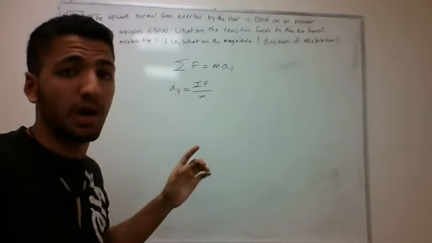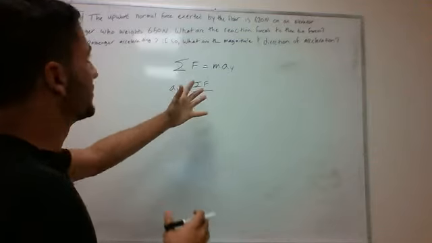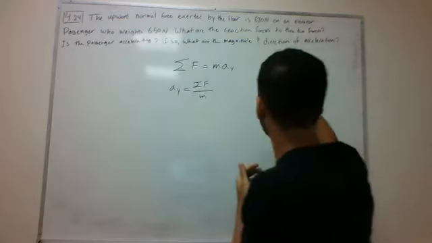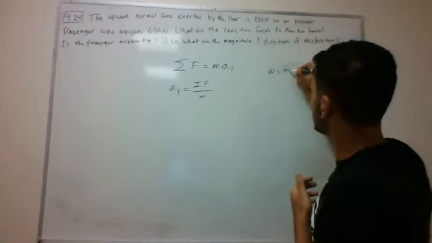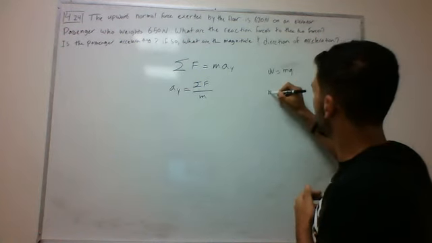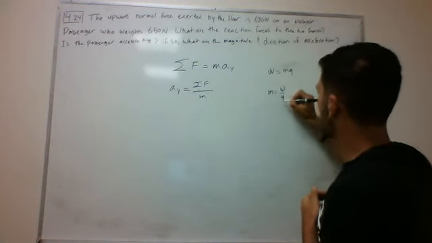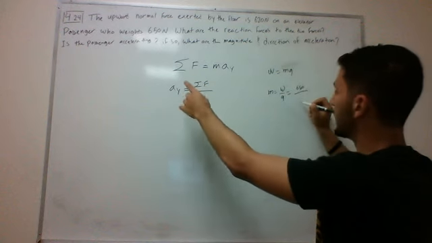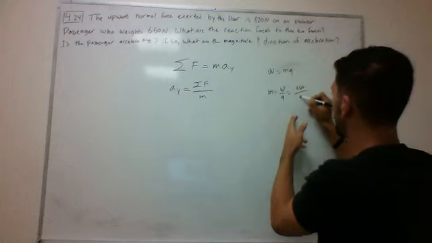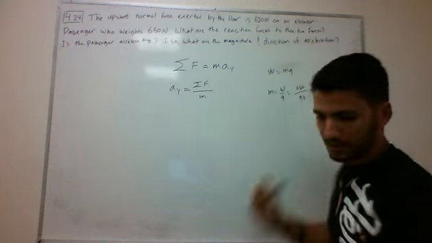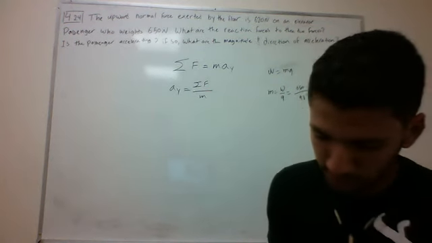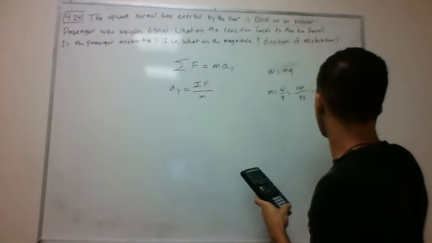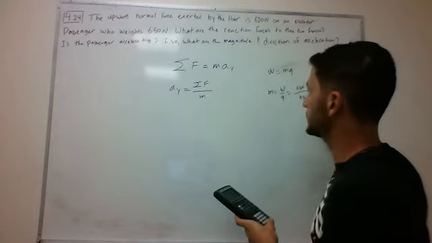But we don't know how to get the mass. We don't have the mass. So we have the weight. So the weight equals the mass times gravity. Solve for mass, m equals the weight over gravity. And we have that 650 divided by the 9.8. That's going to give us 66 kilograms.